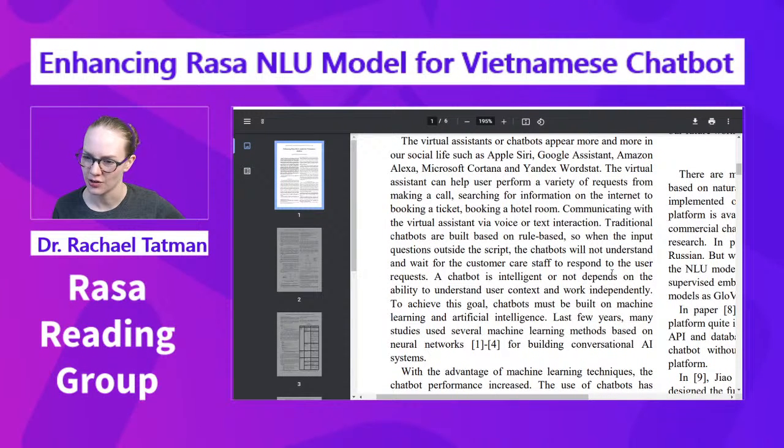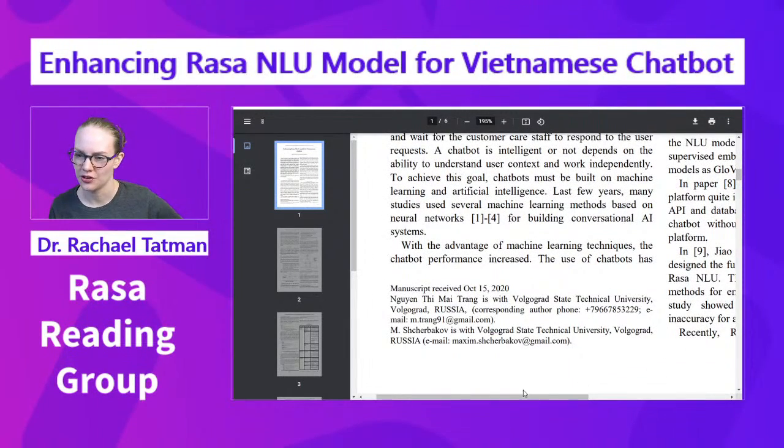Whether a chatbot is intelligent or not depends on the ability to understand user context and work independently. So this is what they're going to refer to as intelligence in this paper. To achieve this goal, chatbots must be built on machine learning and artificial intelligence. In the last few years, many studies using several machine learning methods based on neural networks for building conversational AI systems have shown up. So they're saying being able to handle things said in new ways and new flows of interaction, you're probably going to need to use some sort of deep learning approach.